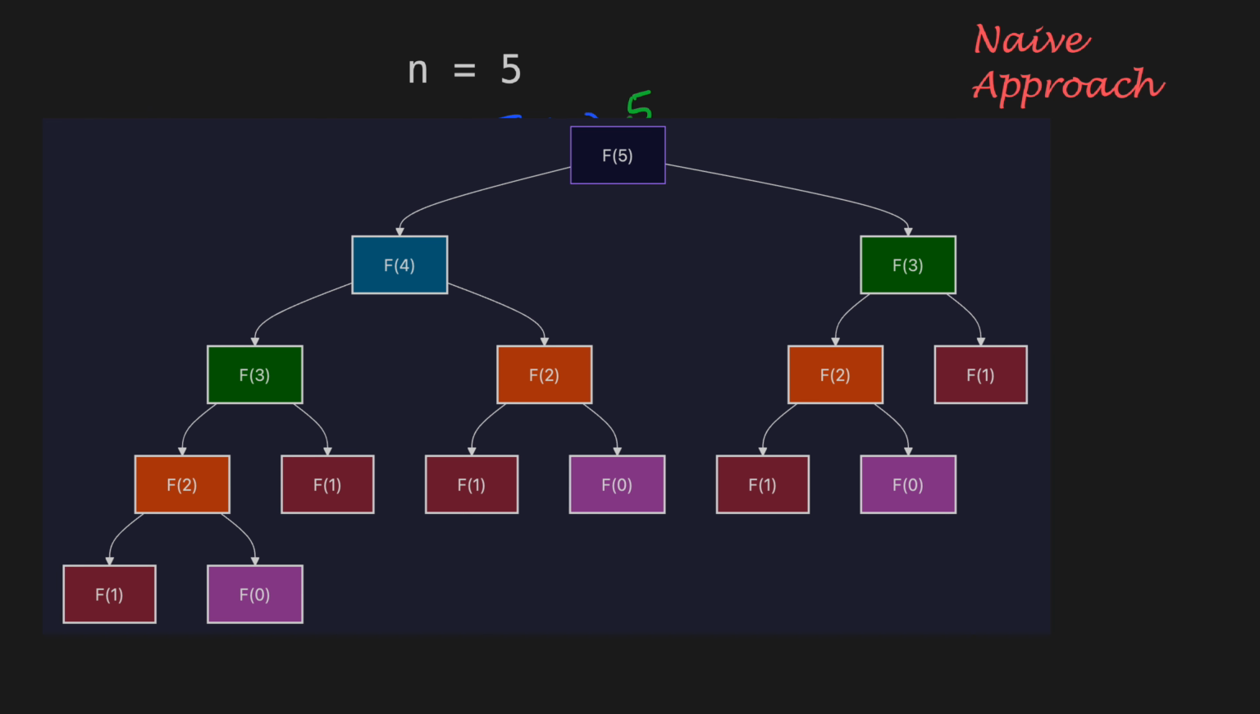Now, while the implementation of the naive recursive approach is simple and directly follows the Fibonacci definition, it suffers from redundant calculations. As we can see, even for a small n equal to 5, certain Fibonacci numbers like f of 3 and f of 2 are calculated multiple times. For example, f of 3 is calculated twice, f of 2 is calculated thrice.